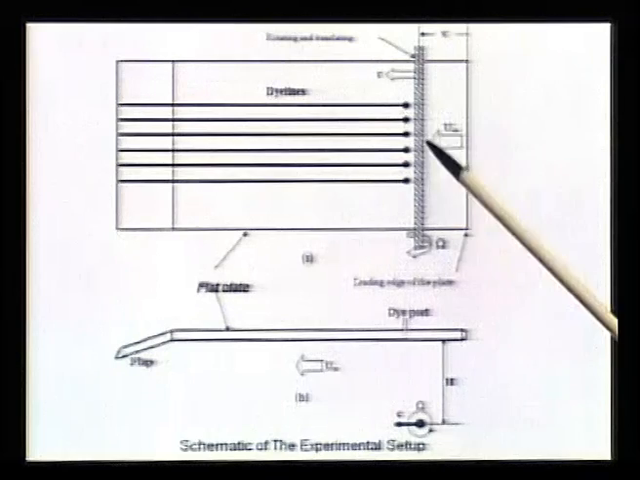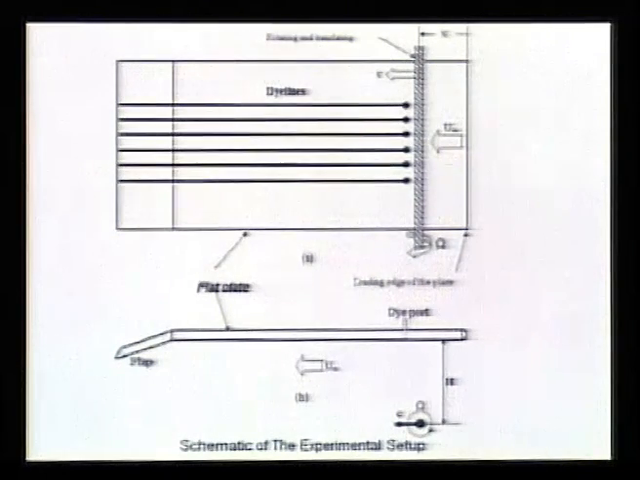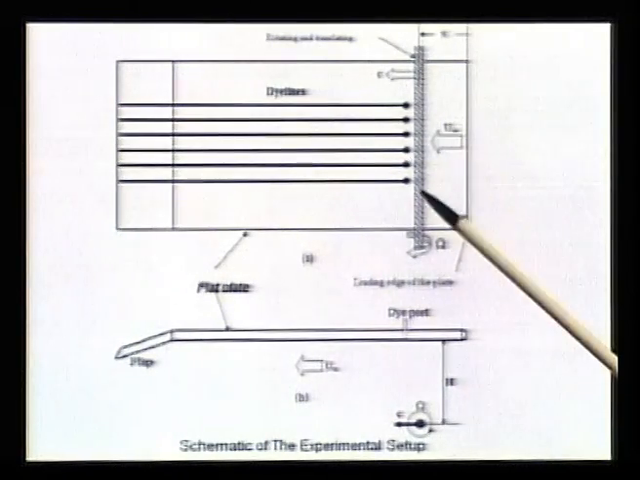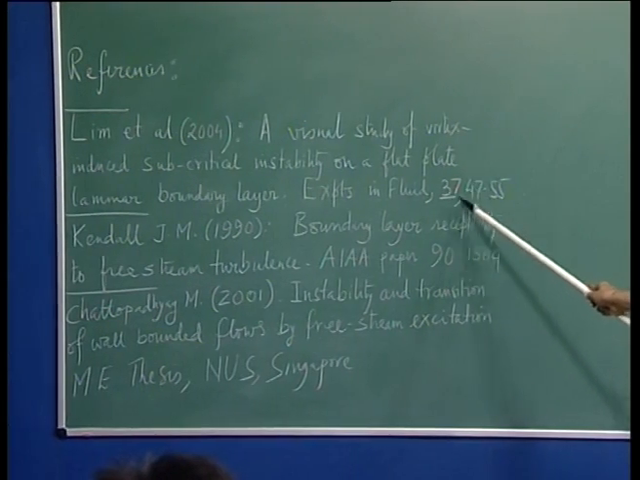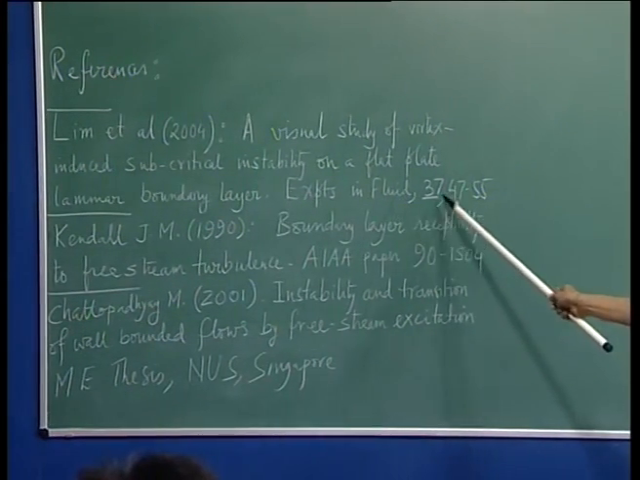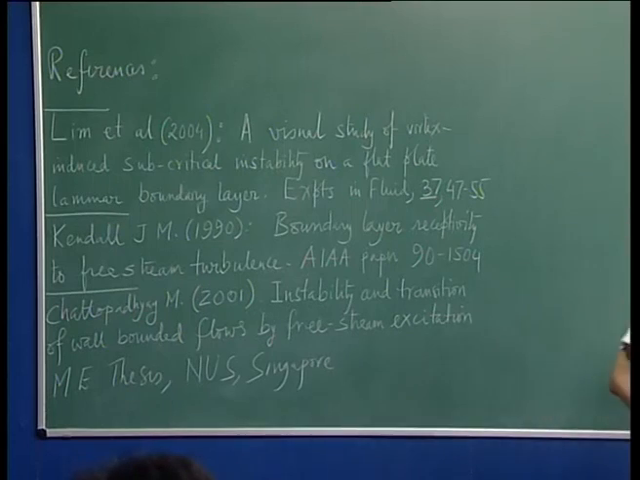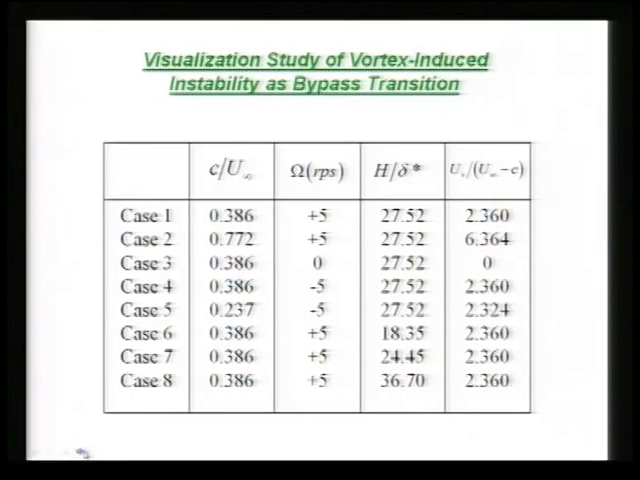There are 6 dye ports which eject dye inside the shear layer, and we did this visualization experiment that was reported in this paper in Experiments in Fluids volume 37, and the results were quite interesting, namely that it showed us certain features of the flow, and these were the various cases that we studied.